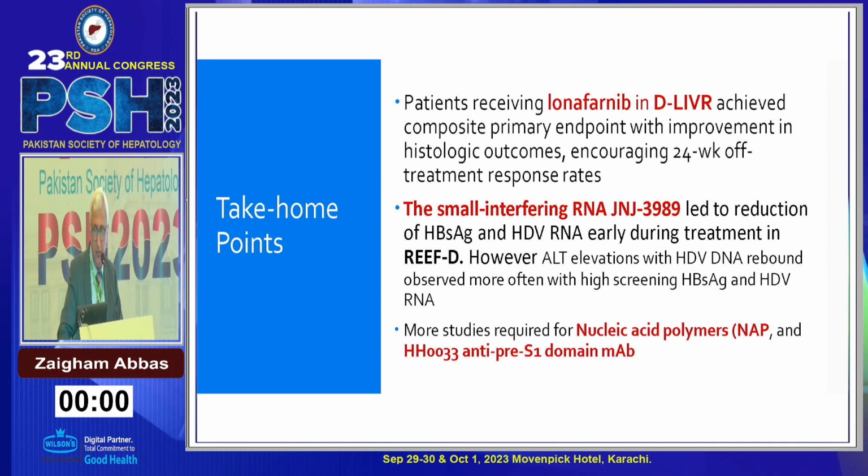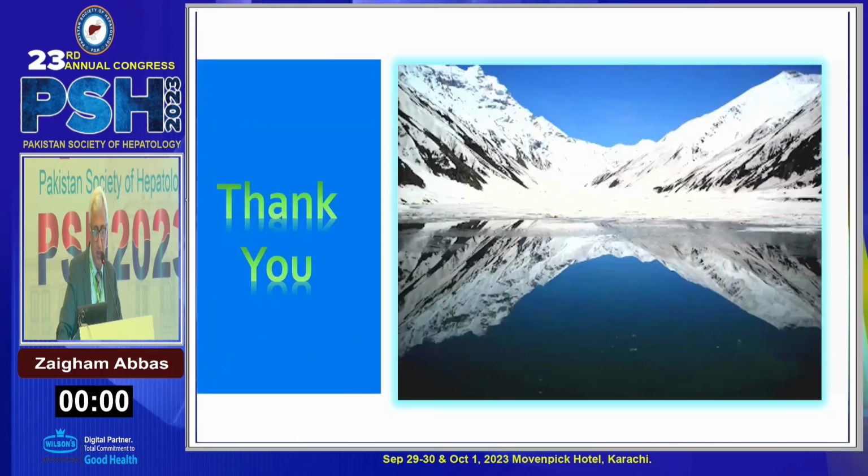Small interfering RNAs and antisense oligonucleotides are the other drugs being investigated. However, the problem is that when you stop these drugs, ALT elevation and an increase in HDV RNA have been documented. Nucleic acid polymers and the newer pre-S1 domain monoclonal antibody, which is HH003. Further studies are in progress, and we are waiting for the results of these drugs.